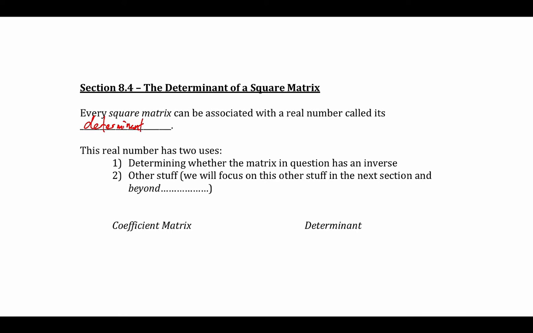So this real number has two uses. The first is determining whether or not a matrix in question has an inverse, and also other stuff, which we're going to worry about later. So let's take a look at an example of what this looks like. We've actually kind of done this before.